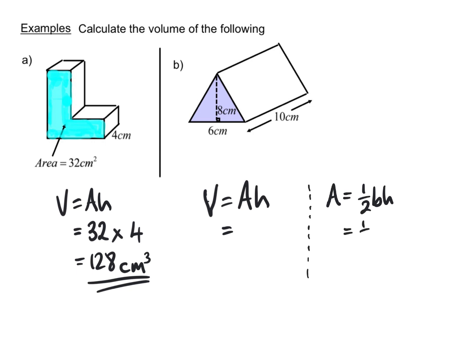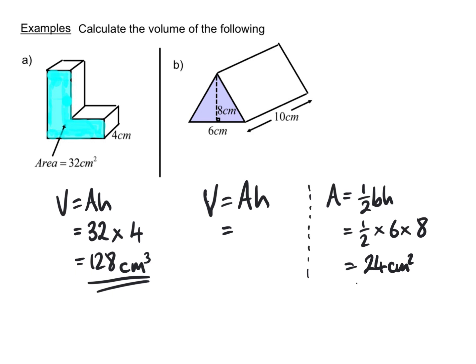Now that's going to be a half times the base of the triangle, which here is 6. So half times 6 times the height of the triangle, which is here as 8. So half times 6 times 8. Half times 6 is just half of 6, so that's 3. And 3 times 8 is 24. So it's 24. Now this is an area, so that is square units.